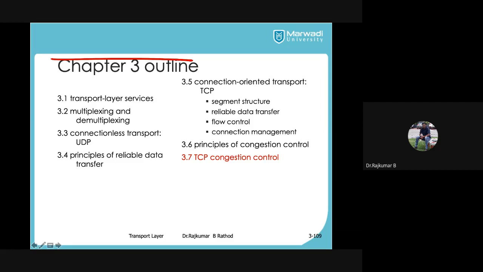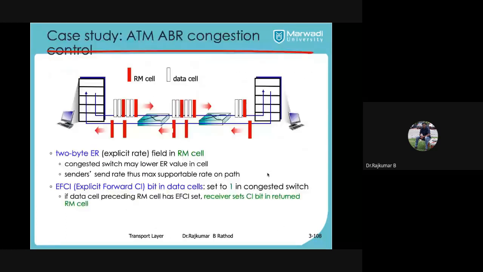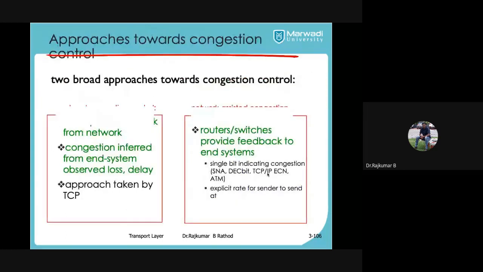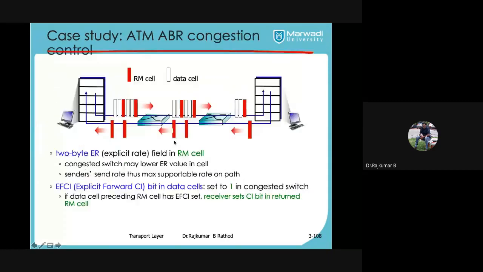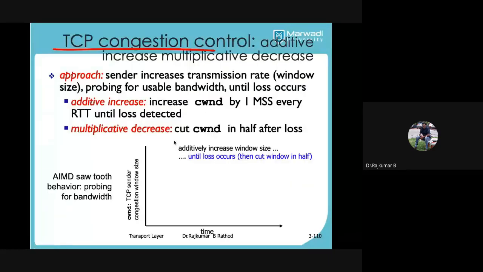I think in the last class we were talking about TCP congestion. Before discussing TCP congestion, let me go back and check something. I think we have done this one, right? The ATM ABR, the asynchronous transmission. Okay.